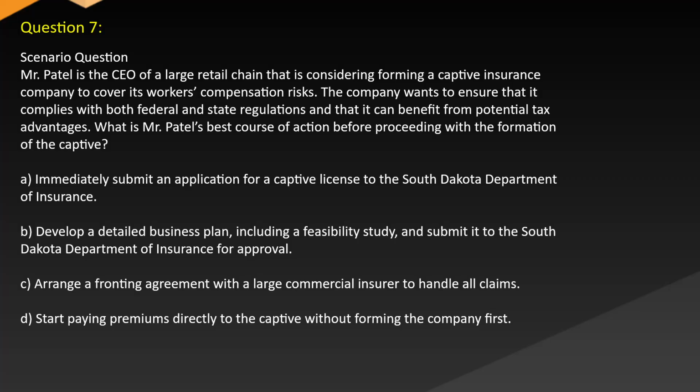A. Immediately submit an application for a captive license to the South Dakota Department of Insurance. B. Develop a detailed business plan, including a feasibility study, and submit it to the South Dakota Department of Insurance for approval. C. Arrange a fronting agreement with a large commercial insurer to handle all claims. D. Start paying premiums directly to the captive without forming the company first.